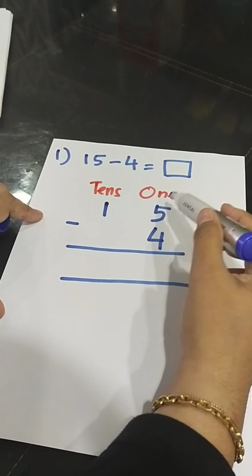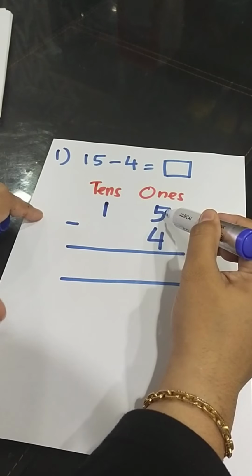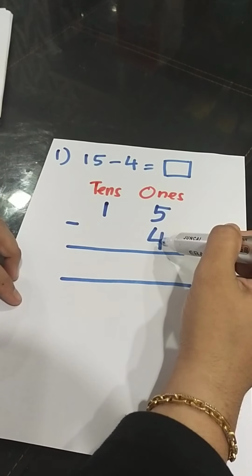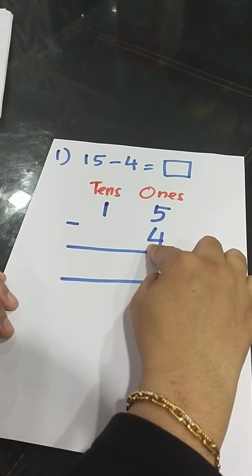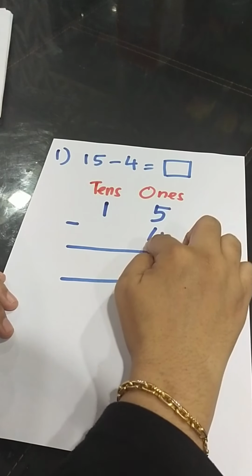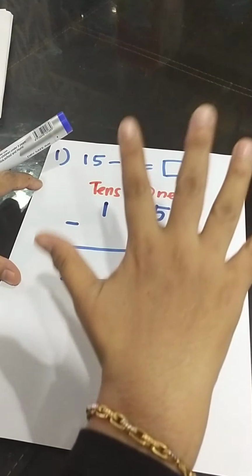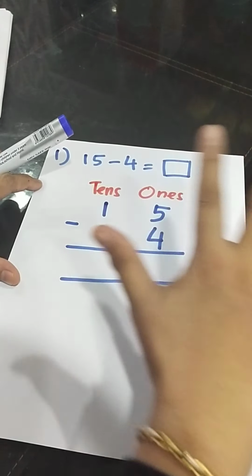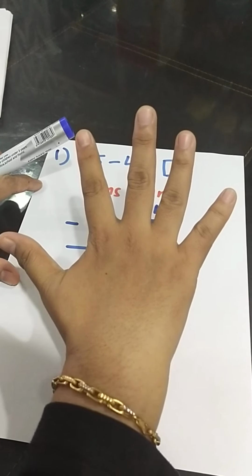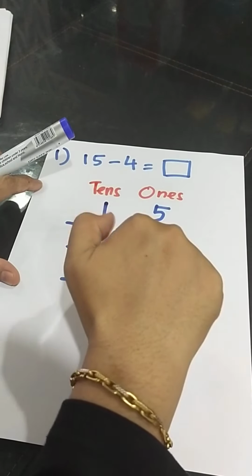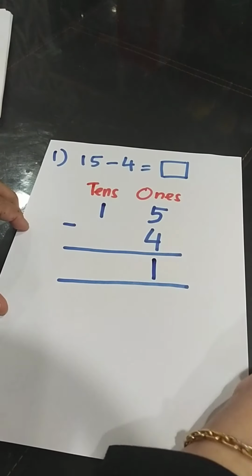Okay, so we calculate at ones first. We have 5 minus 4. 5 is a larger number compared to 4, right? 5 is a big number, can minus 4. So we just minus as usual. You take out 5 fingers, minus 4. 5 minus 4. So how many left? So 1. So we put here 1.